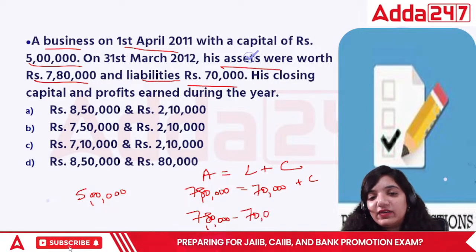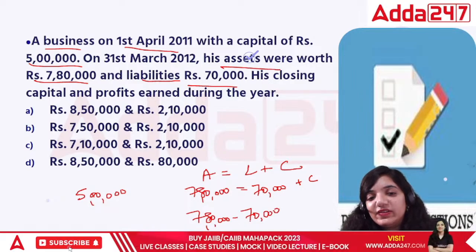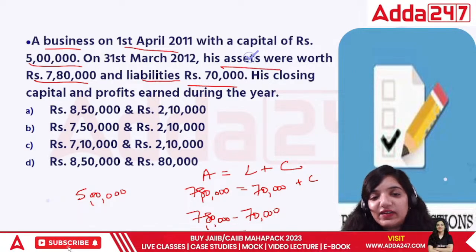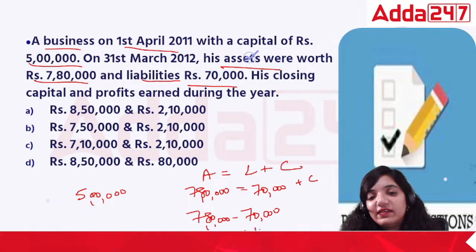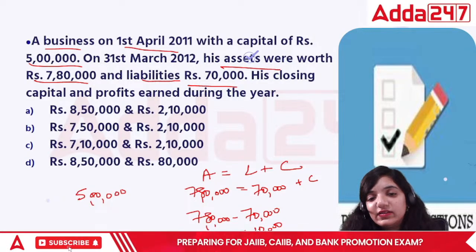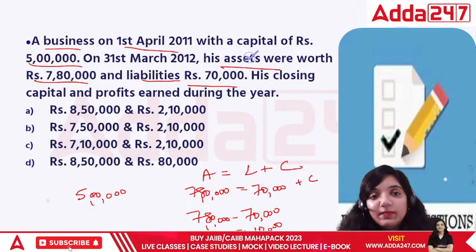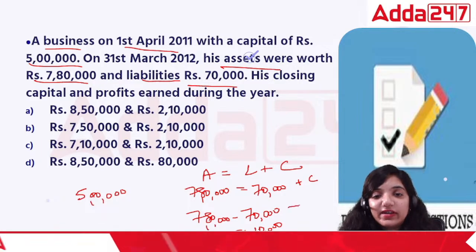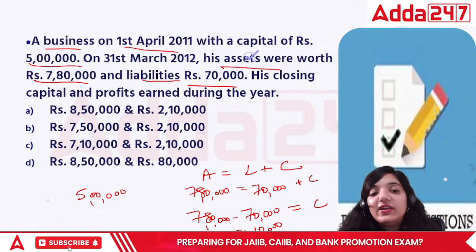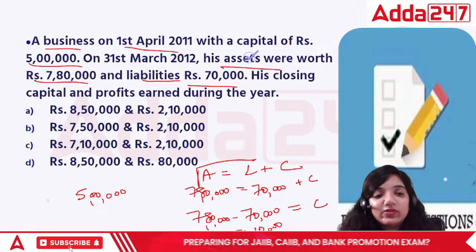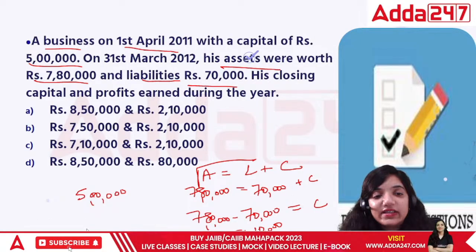So it is 7 lakh 80 minus 70,000. It is 7 lakh 10,000. This is the amount that he should have by the end of the year. ठीक है? Because capital is not known, I left the capital here and used the equation assets is equal to liabilities plus capital.